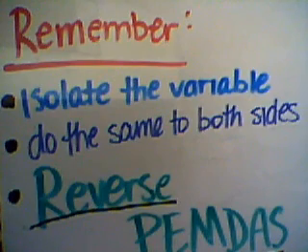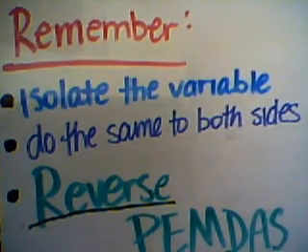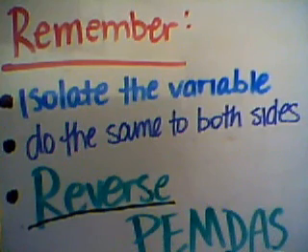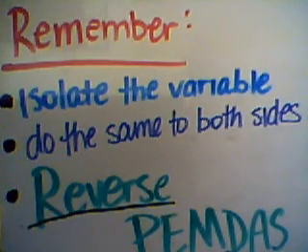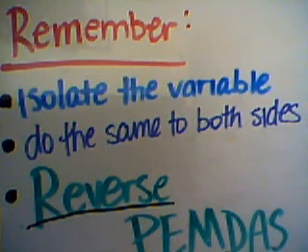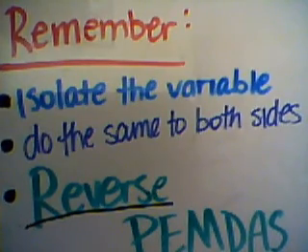Isolate the variable is our main goal. And how are we going to do that? By moving the numbers around. But we've got to do the same thing to both sides. And the way in which we will do this is reverse PEMDAS order. Different from how you would normally do order of operations, we're going to go backwards.